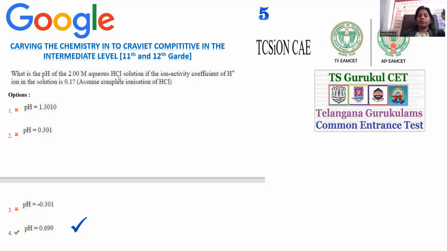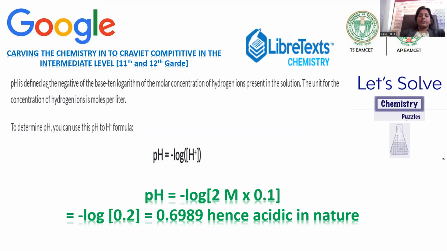Its concentration is given to you, and its ion activity coefficient is also given to you. pH calculation is required. So pH values are provided. Among all, the correct answer will be pH equal to 0.699. Let's see how we can get this. pH is defined as the negative logarithm of the molar concentration of hydrogen ion. The negative logarithm of hydrogen ion concentration is called the pH of the solution. The unit of hydrogen ion concentration is moles per liter, the number of moles present in 1 liter of solution.